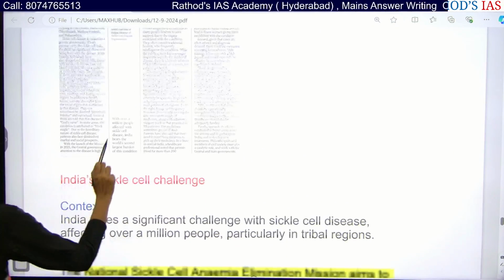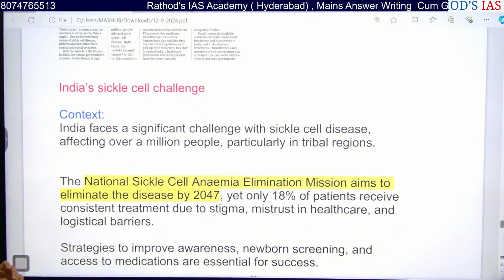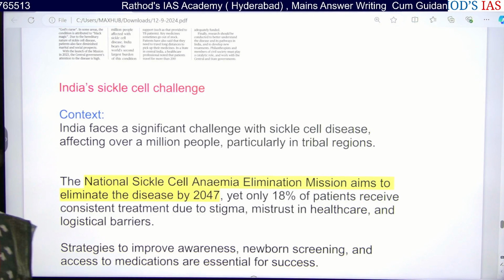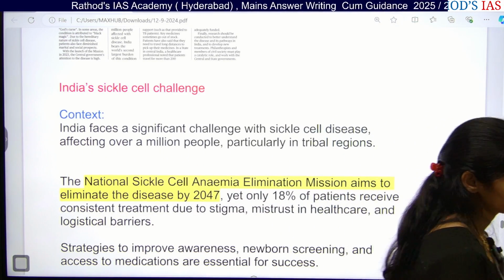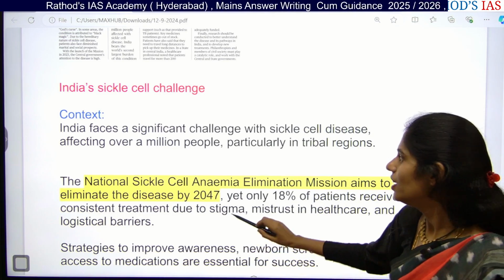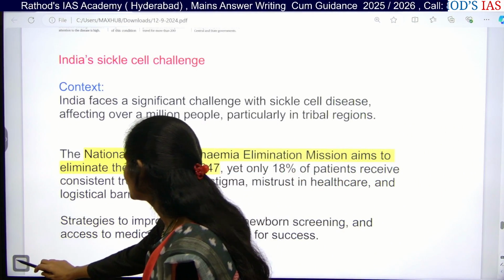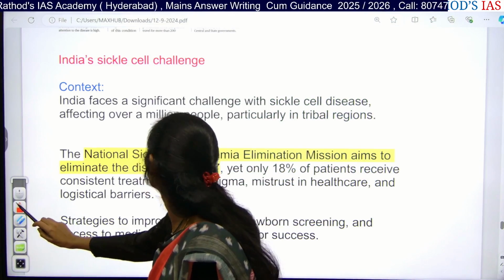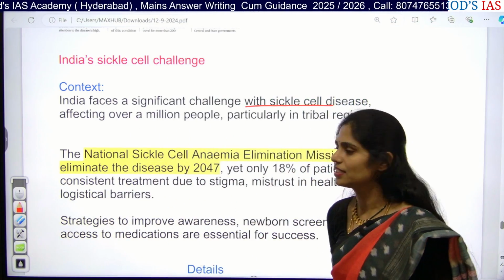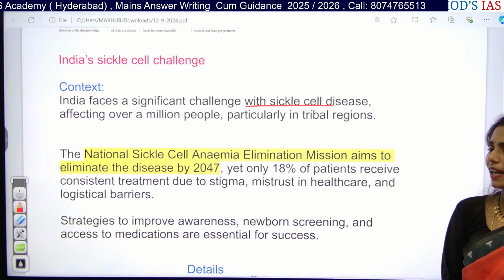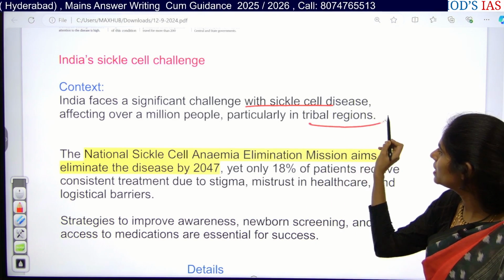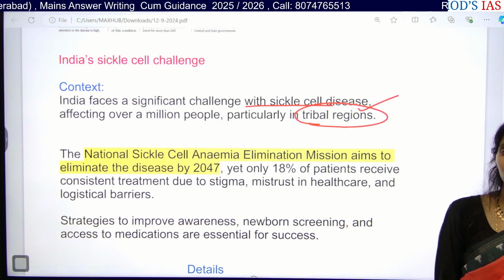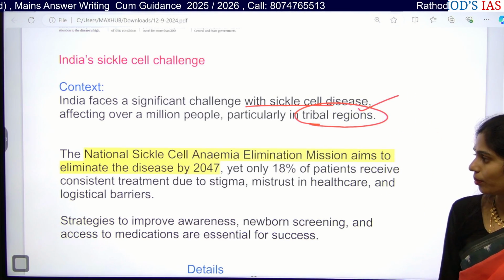Okay, let us see this article. From which subject can we see this? Science and tech, economy, next governance, next health, right? Okay. So here India is facing a significant challenge with sickle cell disease, because over a million people in our country are facing this disease, and especially tribal regions are dominated by it. So this is one more problem.